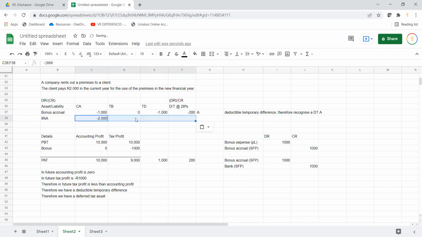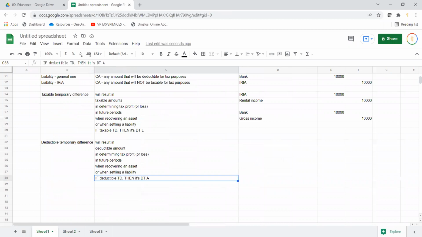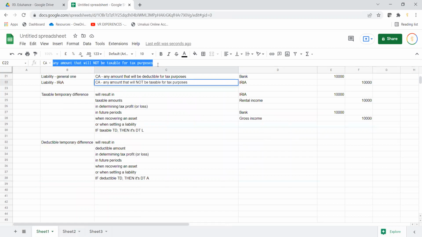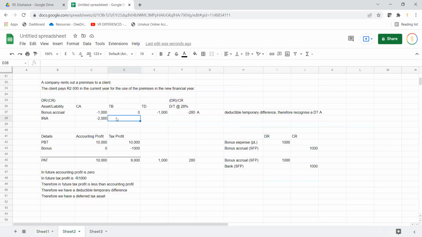Now we must come to the tax base. In order to get to the tax base, we want to apply the definition of a tax base for income received in advance. So the definition for a tax base for income received in advance is carrying amount less any amount that will not be taxable for tax purposes. Okay, so we know the carrying amount is 2,000 Rand. We need to determine what will not be taxable for tax purposes in future.